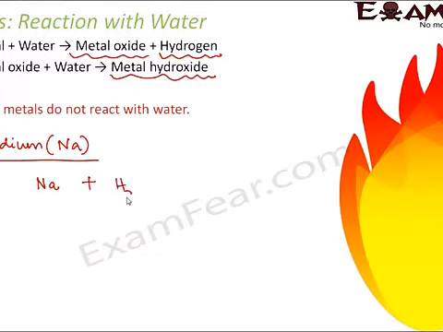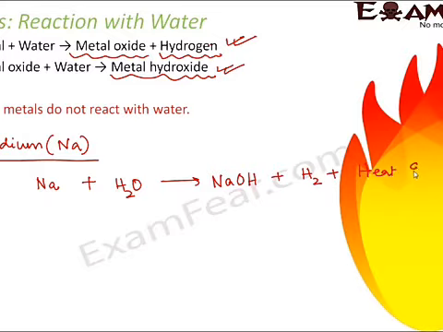Now what would be the reaction when sodium reacts with water? So Na plus H2O, what does it form? It forms metal oxide plus hydrogen. Correct? But this metal oxide will again react with water to finally form metal hydroxide. So what would be the final product? One is hydrogen gas will be released and the second is metal hydroxide will be produced. So in this case, it will form sodium hydroxide, that is NaOH, plus hydrogen gas will be released plus a lot of heat energy.